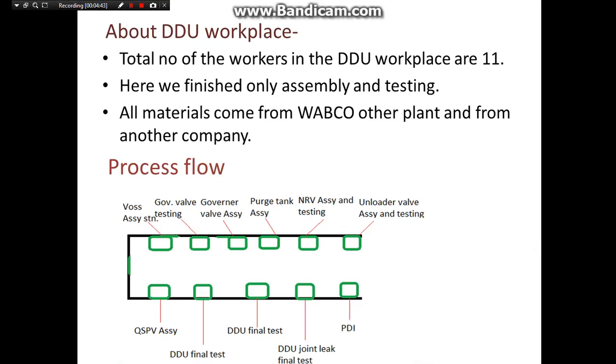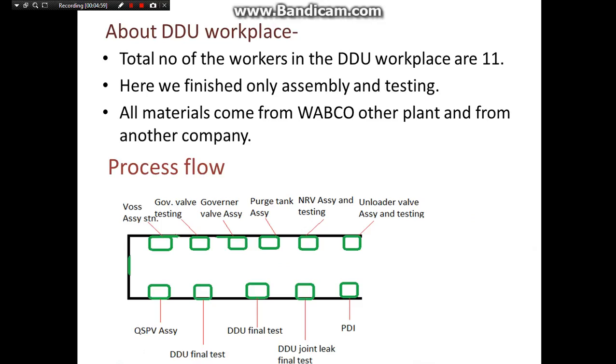About the DDU workplace. The total number of workers in the DDU line is 11. Here we do only assembly and testing. All materials come from the Wabco plant and from another company.